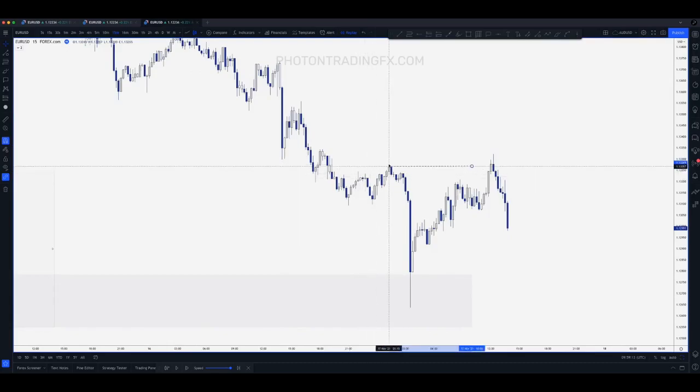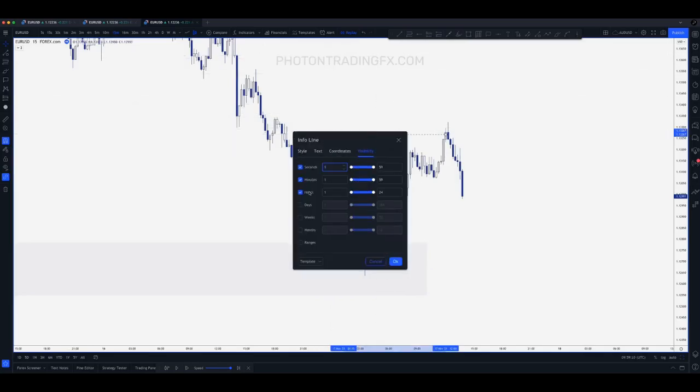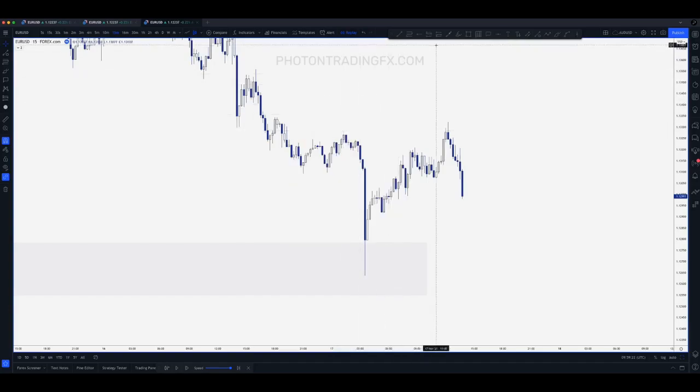Let me just tidy the line up a little bit. And we can clearly see that that 4-hour change of character is, in fact, an M15 break of structure. So I'm just going to draw on the M15 line instead.